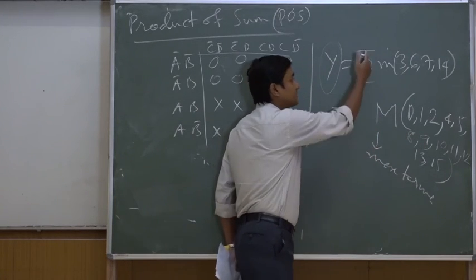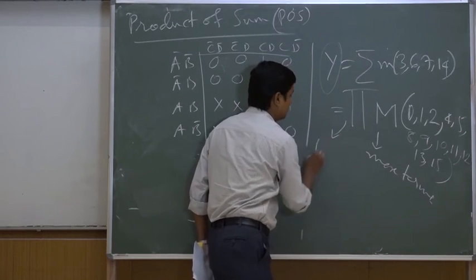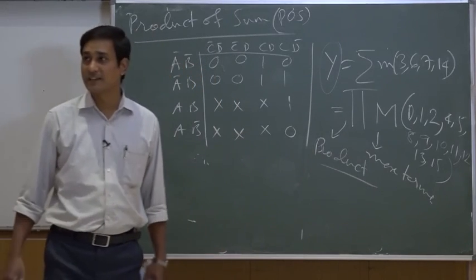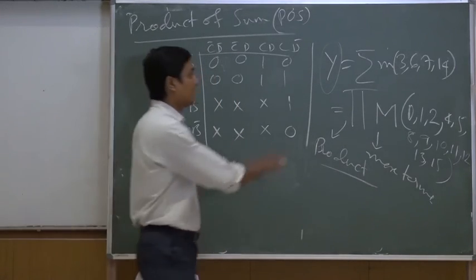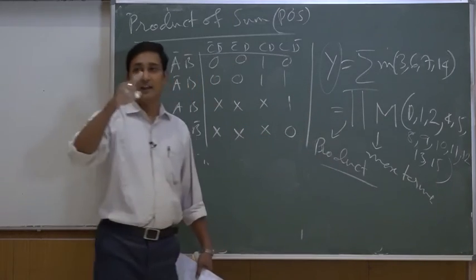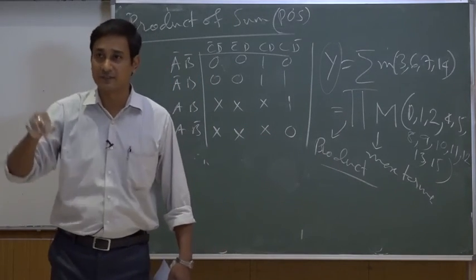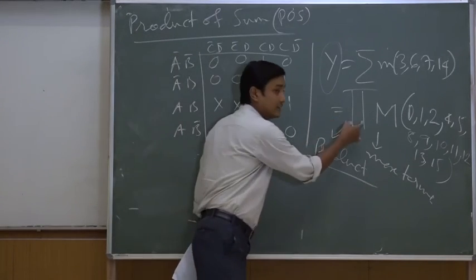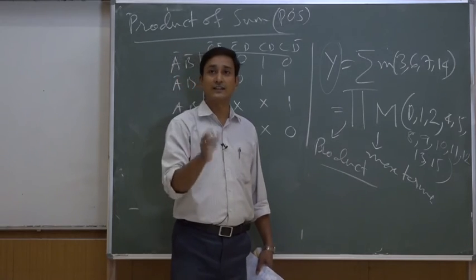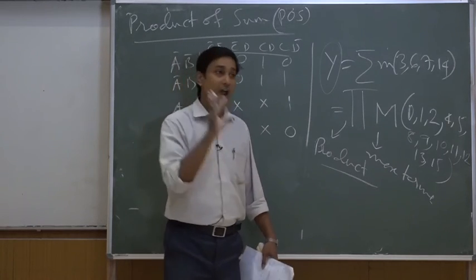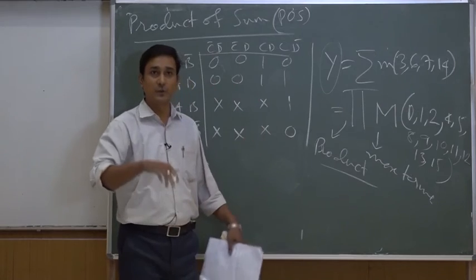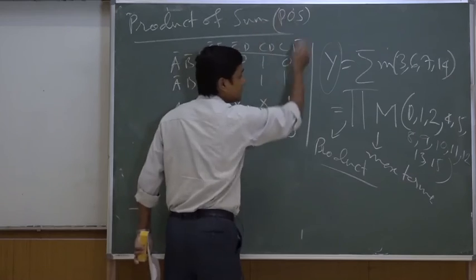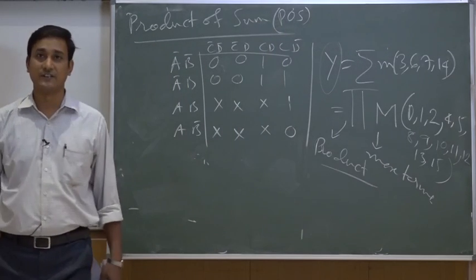Now, in this the sum will change to product. What does it mean? It means here you wrote the expressions as A, B, C, D plus A, B, C, D bar plus like this. But here you will be writing those not as an OR of AND terms, but an AND of OR terms. Means you will be multiplying after summing. So, product will be taken after the sum. This is the only difference.